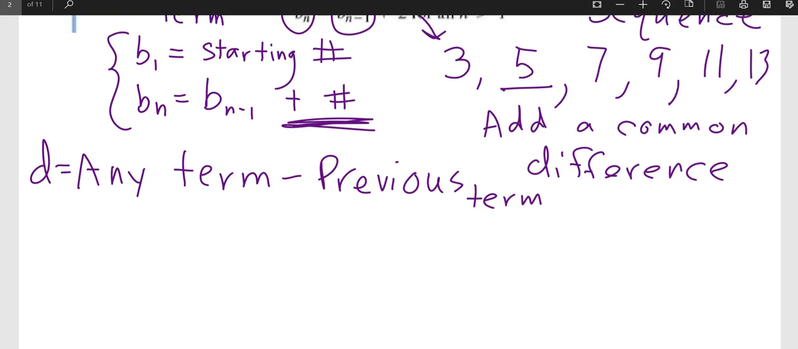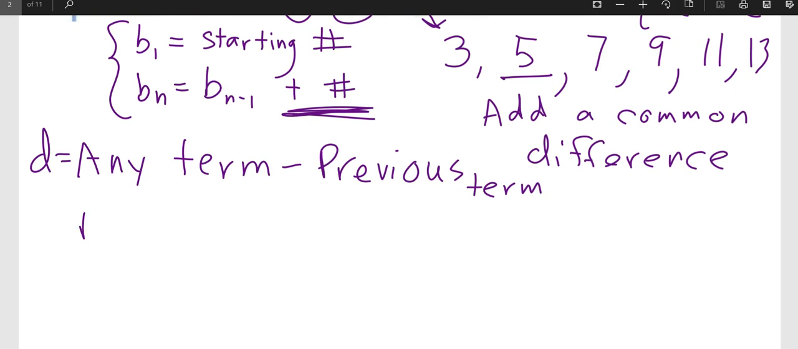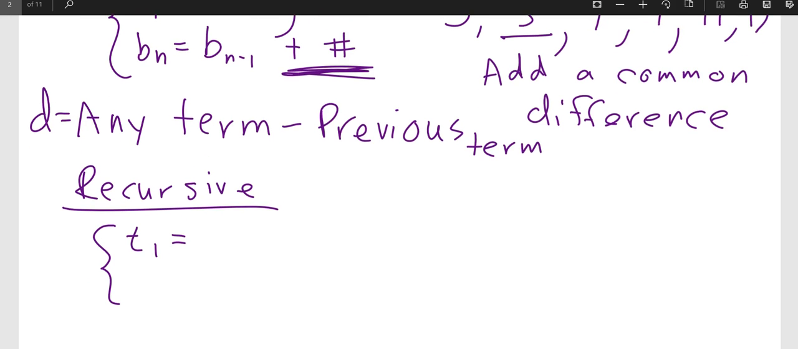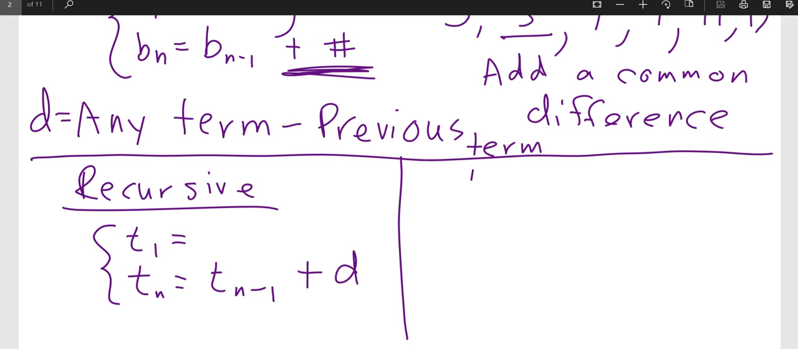Now, the recursive pattern for an arithmetic sequence, which we talked about last year, looks like this. I'll use T's just for fun. T sub n equals T sub n minus 1 plus D. So this is the recursive formula for an arithmetic sequence. Now I'm going to come over here and do the explicit.